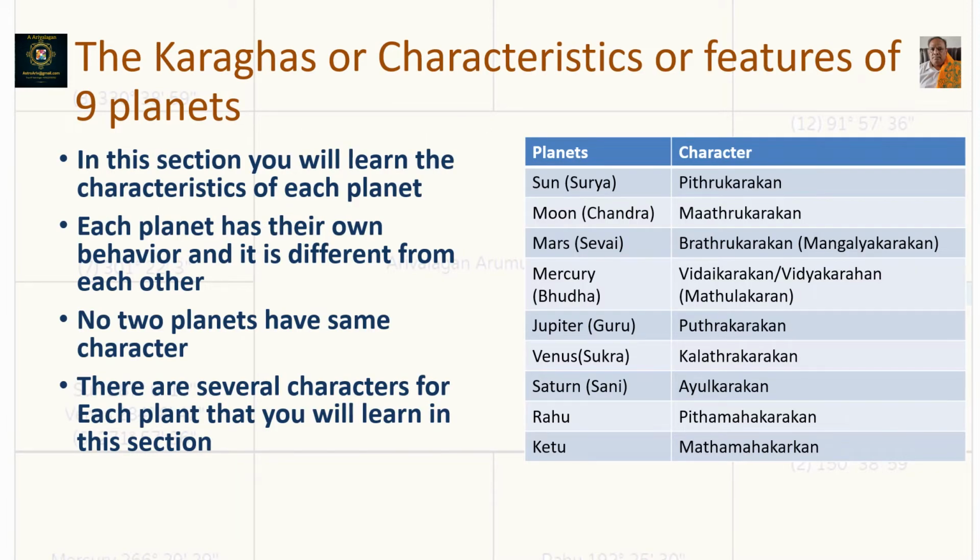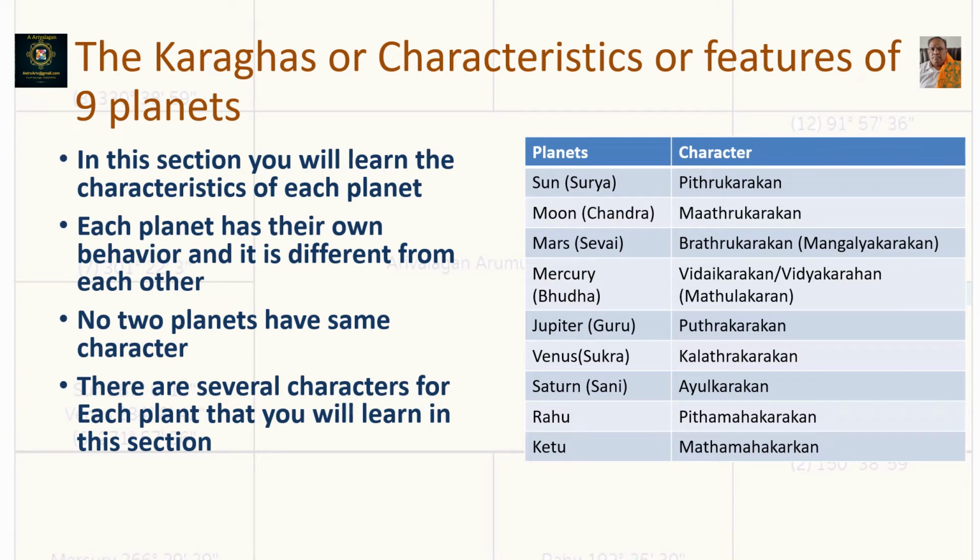Next you will learn the karakas, or characteristics or features, of the 9 planets. In this section you will learn the characteristics of each planet. Each planet has its own behavior and it is different from the others. No 2 planets have the same character. There are several characters for each planet that you will learn in this section.